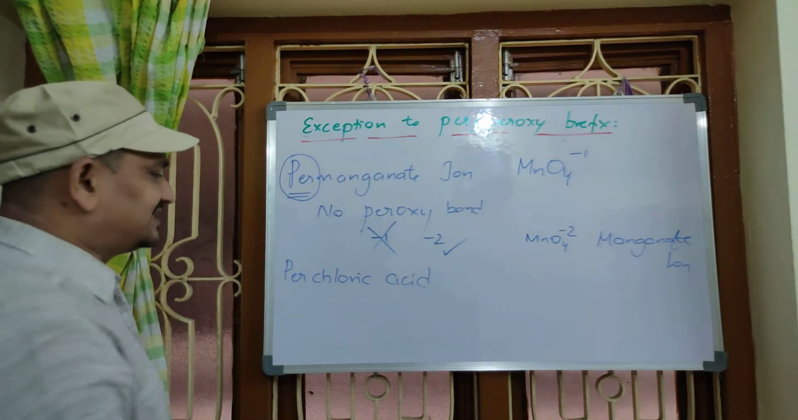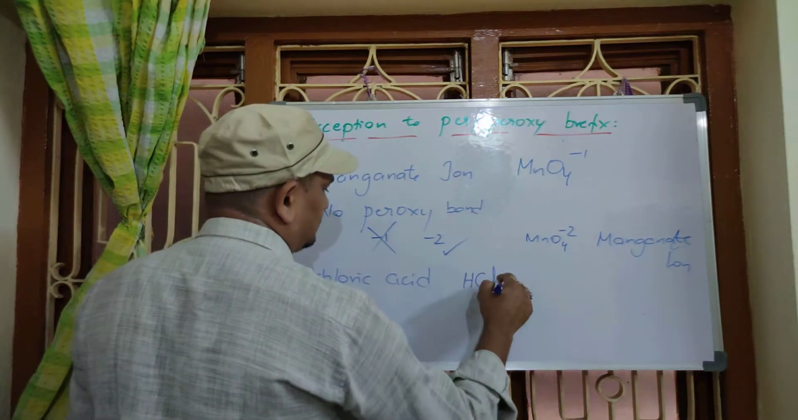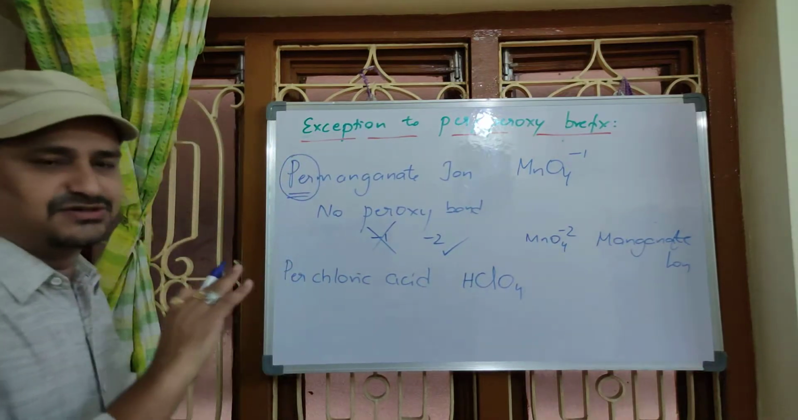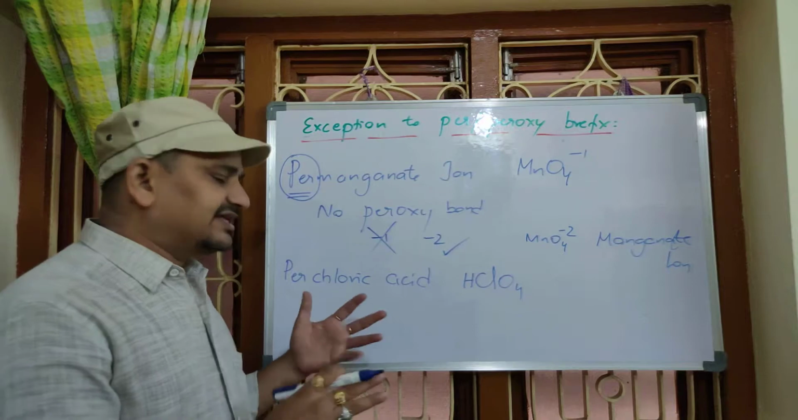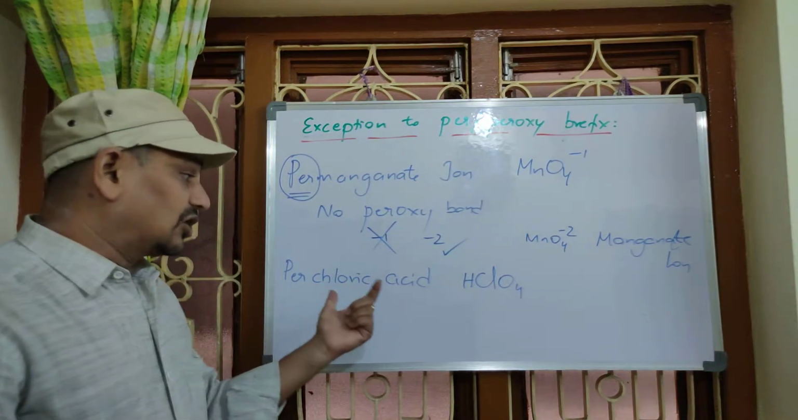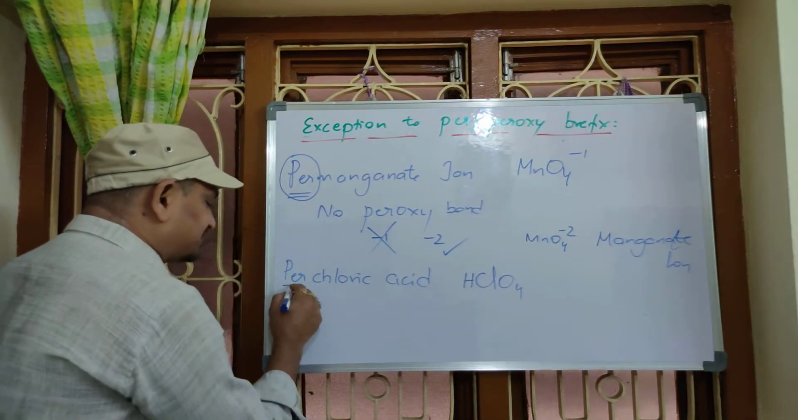Perchloric acid. It is HClO4. We have to remember such special cases. No way; by means of learning only, we can remember. There is no other shortcut. Perchloric acid: see, there is a prefix per.